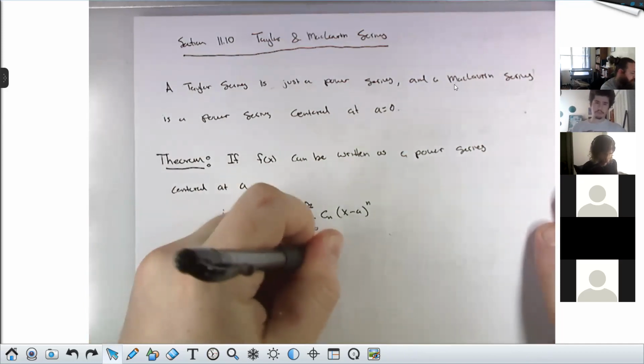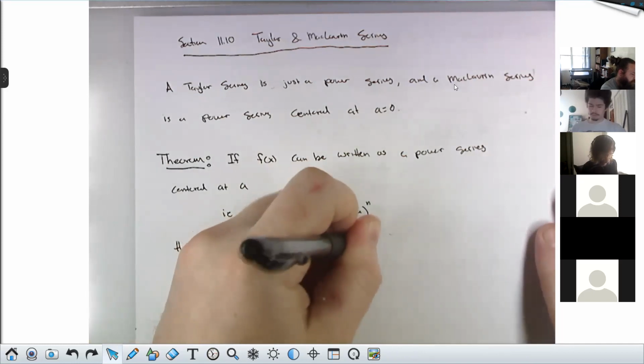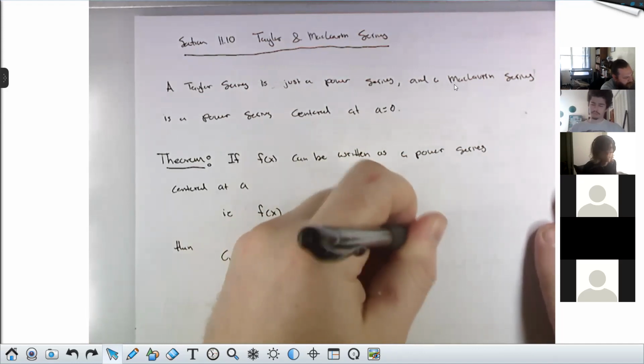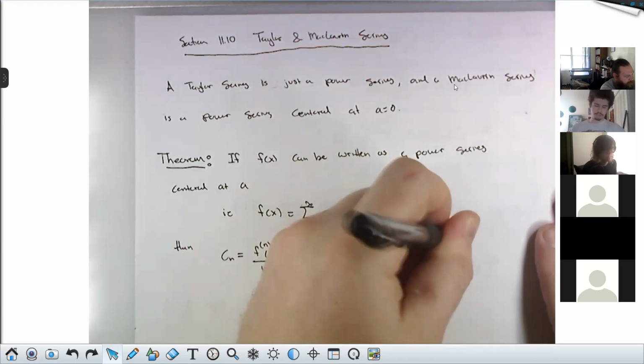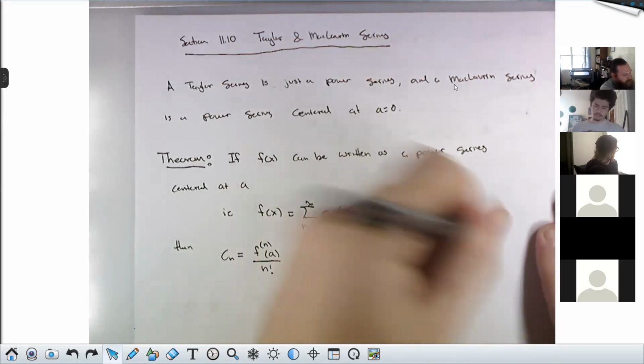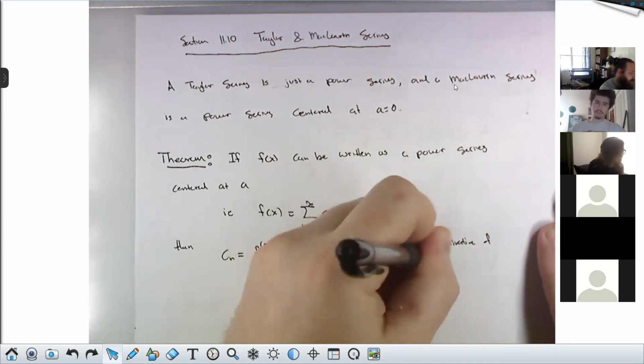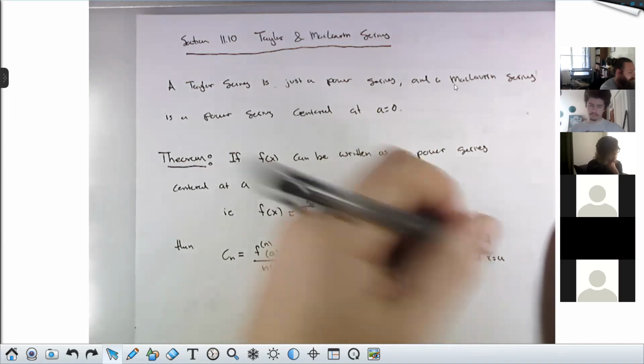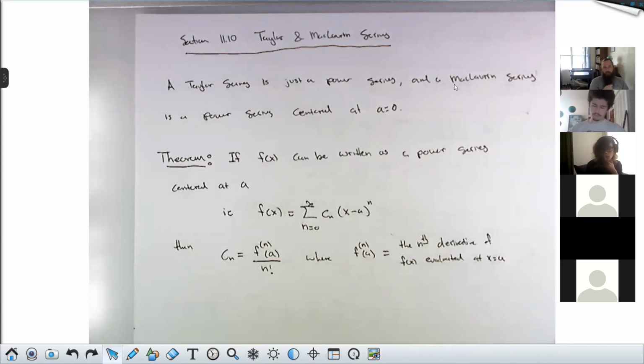Where f^(n)(a) is the nth derivative of f of x evaluated at x equals a. That's it. Now this I think kind of looks like magic the first few times you see it. There are other ways of stating this.